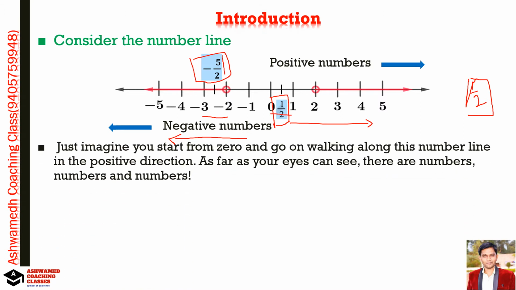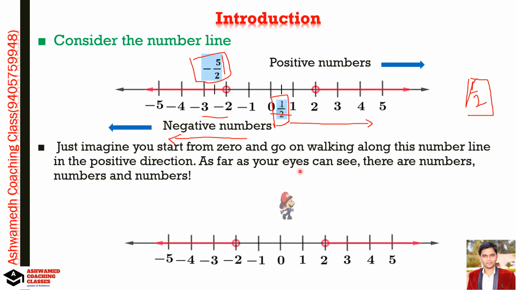Now just imagine if you start from 0 here and go on walking along this number line, what do you get? If you start walking from 0 along the number line in the positive direction, along the positive numbers, what do we get? As far as your eyes can see, you just find numbers, numbers and numbers.